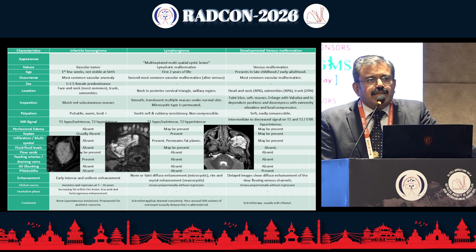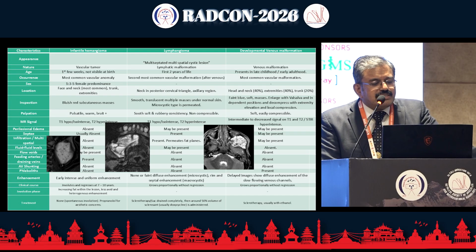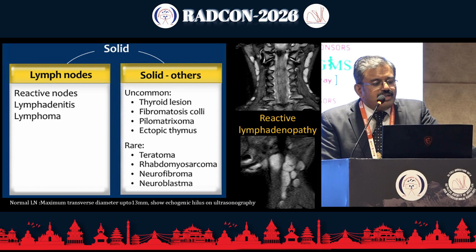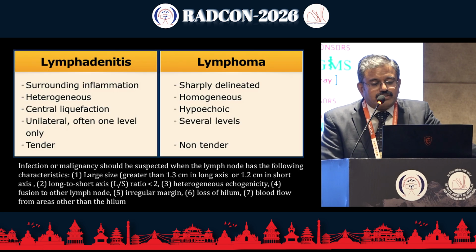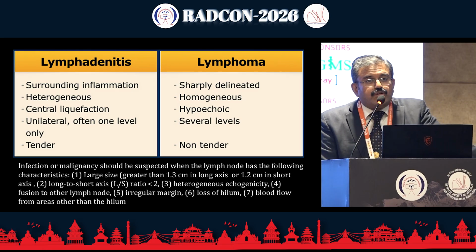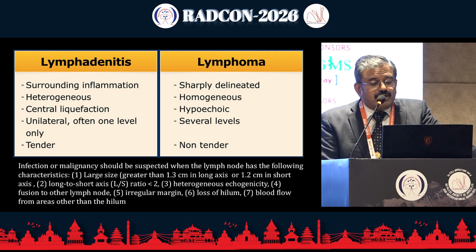Coming to the final solid lesions. Solid lesions, I told you, lymph nodes. Lymph nodes, you have to say, are either reactive lymph nodes, lymphadenitis, or lymphoma. Usual lymph nodes are less than 13 mm in diameter, and the central hilum will be preserved on ultrasound. Then it is a reactive or normal lymph node. If you see inflammation, or the capsule is irregular, if you see loss of hilum, if you see blood flow other than at the hilum, then these lymph nodes are abnormal.